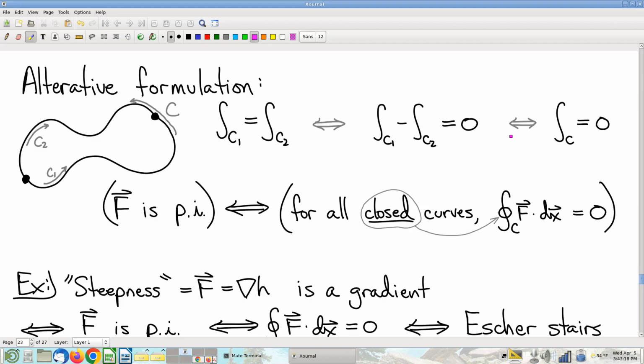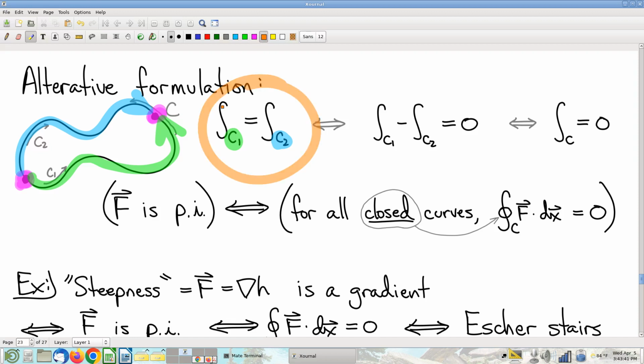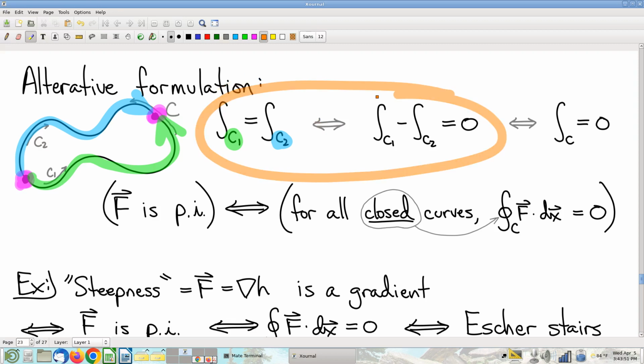Here's a different way to say it. This is just a rephrase. Let me redraw the picture of path independence. Shared starting point, shared ending point. Here's curve 1. Here's curve 2. Path independence means that these two line integrals are always equal, no matter what two curves those are, as long as you have the same start and end points. Now, innocent observation. Two things being equal is the same as saying that their difference is 0. That's just algebra 1.